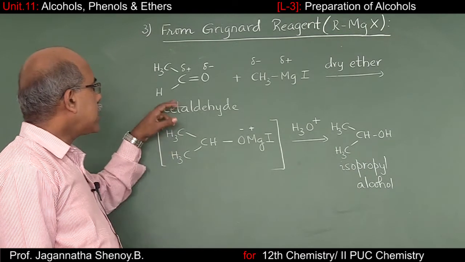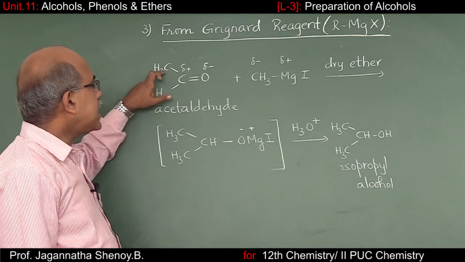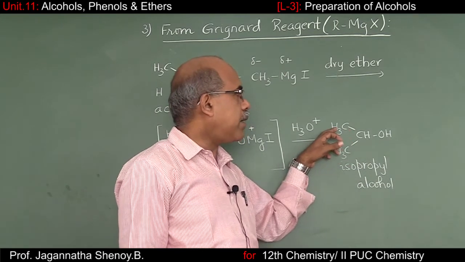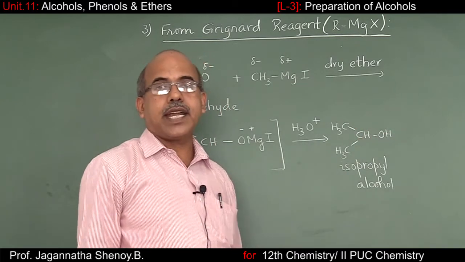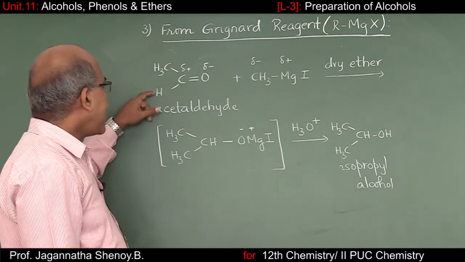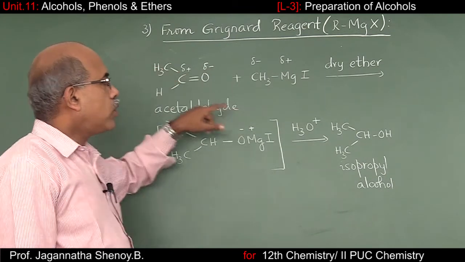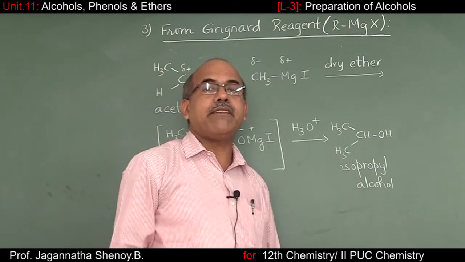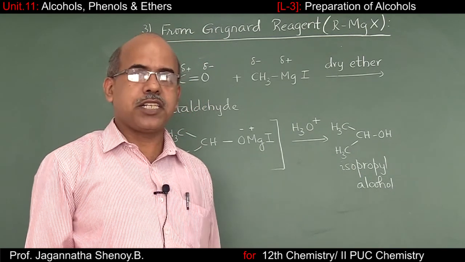As I told you, instead of acetaldehyde, if I start from formaldehyde, wherein I replace the CH3 group by hydrogen, what should be the product? This CH3 will be replaced by hydrogen. I'll get CH3CH2OH. It is ethanol, a primary alcohol. On the other hand, if this hydrogen is also replaced by CH3, we start from acetone. So here what should happen? Even this hydrogen will be replaced by CH3. The product obtained will be tertiary butyl alcohol, and tertiary butyl alcohol is a tertiary alcohol.